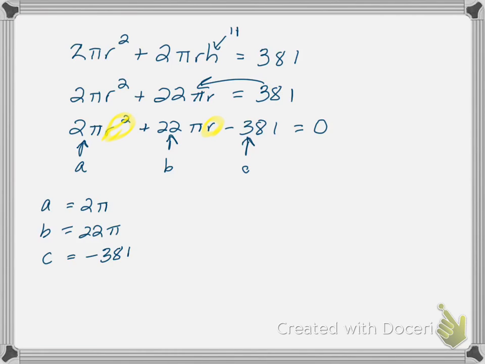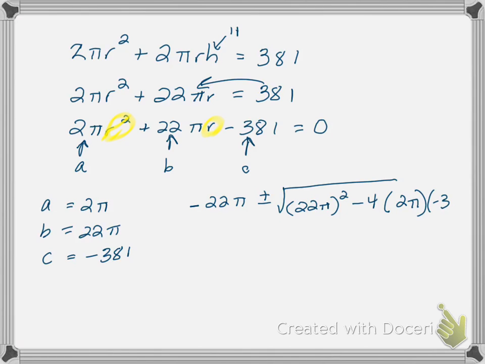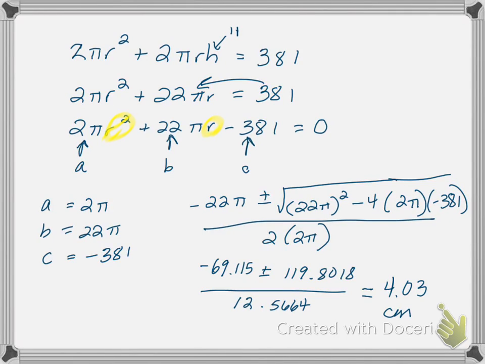And so we're going to apply the quadratic formula, which is the opposite of B, plus or minus the square root of B squared minus 4 times A times C, all over 2A. So that's a bit of a bear, but we're going to plug that into our calculator. Okay, so we get 4.03 centimeters.